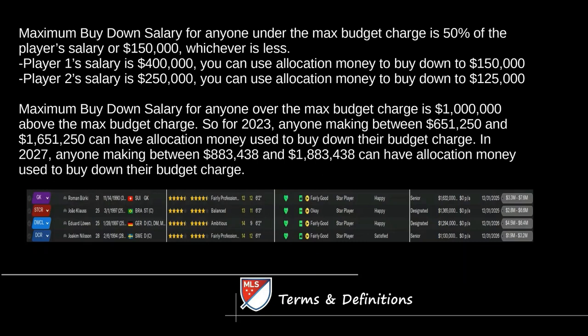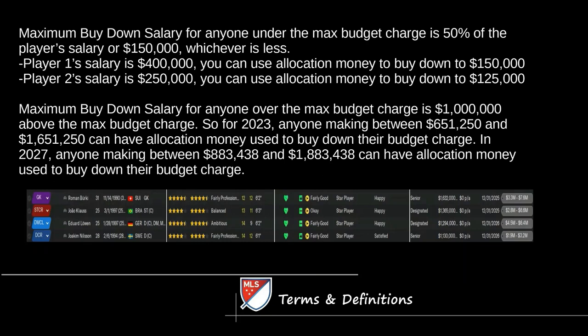So, player one salary is $400,000. The league pays that in its entirety. However, you can use allocation money to buy it down even cheaper. You can go either 50% or $150,000, whichever is less. In this case, 50% would be $200,000. So why not just buy it down another 50 to 150?